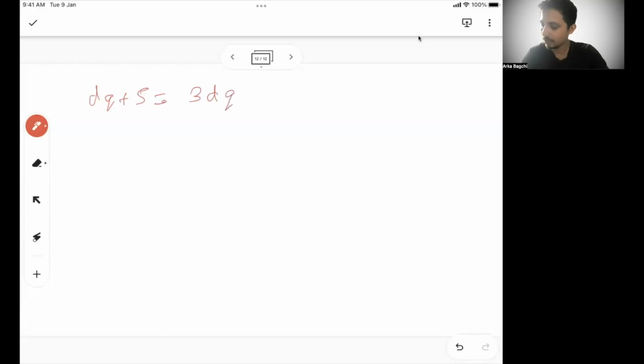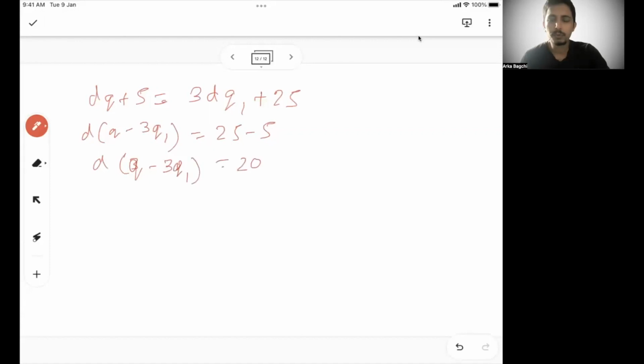So dq plus 5 equals 3dq1 plus 25. So I'm equating these two equations. Now take d completely on one side. So that becomes d(q minus 3q1) is equal to 25 minus 5. So d into (q minus 3q1) is equal to 20. So if you get this equation, here how can we write 20 as a product of two numbers?